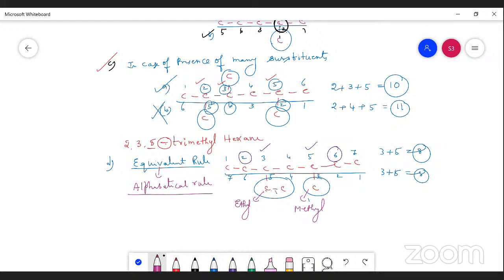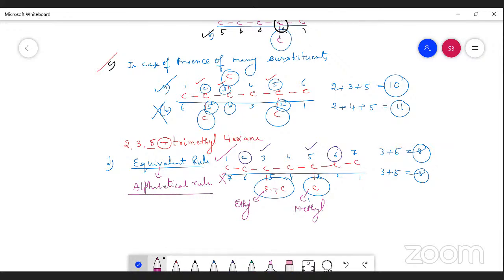So this ethyl group containing carbon should get the least number. So this is the correct number. So the second one is wrong. So in case of presence of different substituents at equivalent positions, you follow this equivalent rule.